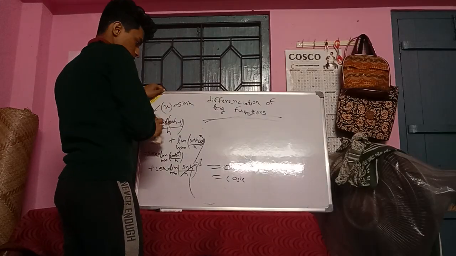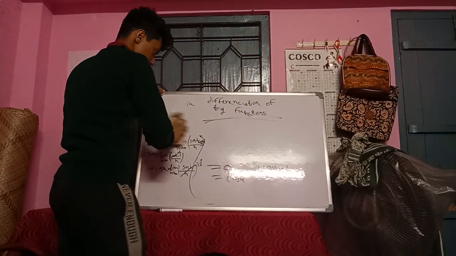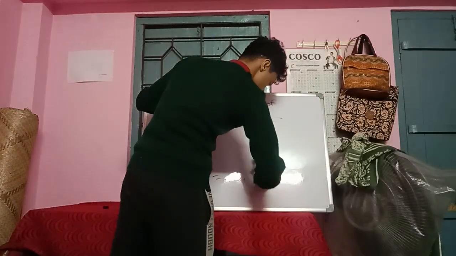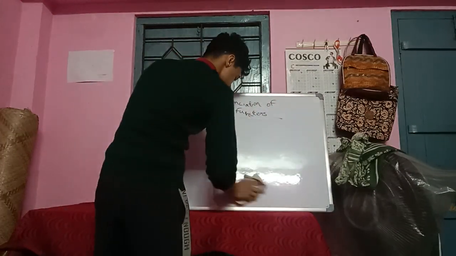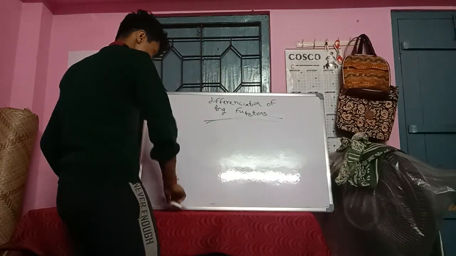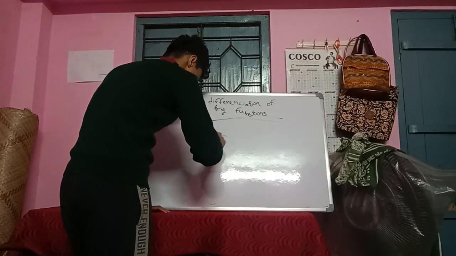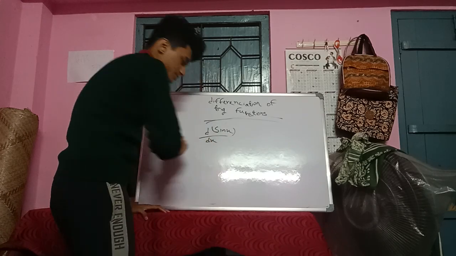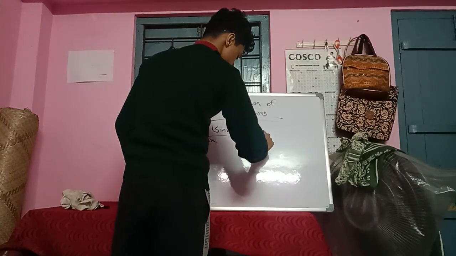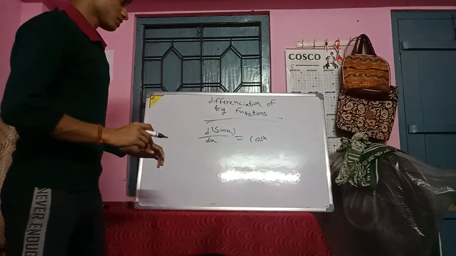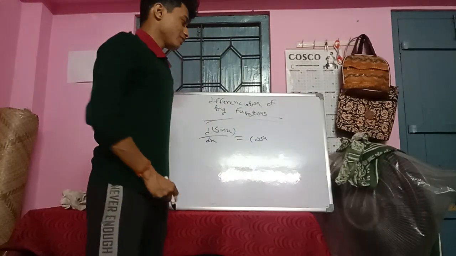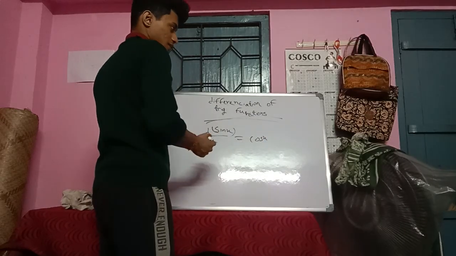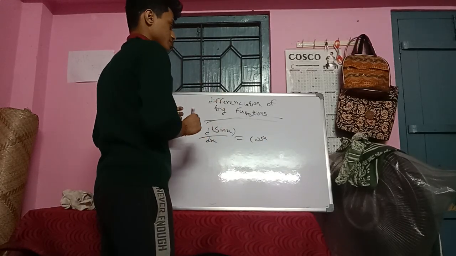So what does that mean? That means that the derivative of sine x with respect to x is cosine of x. Now I can go on and find out what the derivative of cosine of x is, and what the derivative of tan of x is.